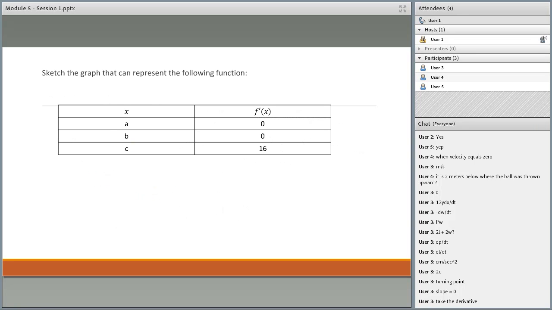So let's try this example. It says sketch a graph that can represent the following function. We were given x values of a, b, and c, and then we were given f prime of x values, so the derivative values: 0, 0, and 16. We weren't given much information, which is why it says sketch a graph that can represent this, because we could all come up with a different graph that represents this data.